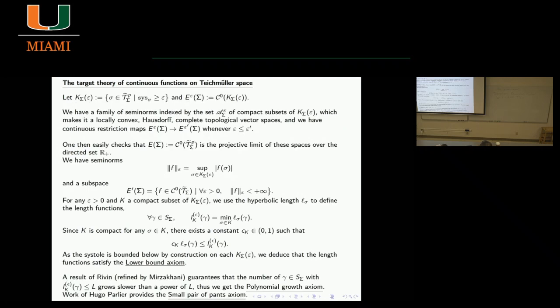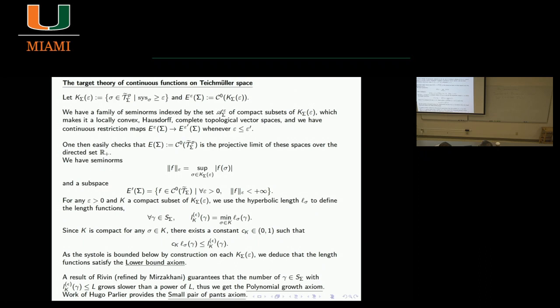Okay. So I think I maybe also, well, no, this is wrong, because now I gave you all the details of the target theory. So I should tell you precisely what it is in Teichmüller theory. So here it is, and that's what I've been alluding to all the time. You define the systole set K sigma epsilon for any positive real epsilon. And you define E epsilon to be continuous functions on that subset. Sorry, I made it bigger than or equal, so that's a closed subset of Teichmüller space.